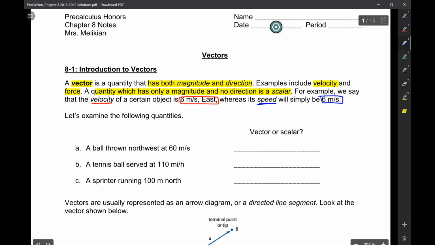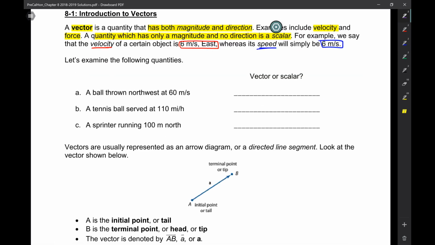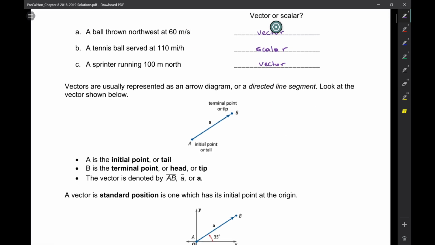Okay? All right, so let's try to classify some of these. You have a ball is thrown northwest at 60 meters per second. Is that a vector or a scalar quantity? That's a vector quantity because it's got magnitude and direction. A tennis ball served at 110 miles an hour? Scalar. A sprinter running 100 meters north? Vector.